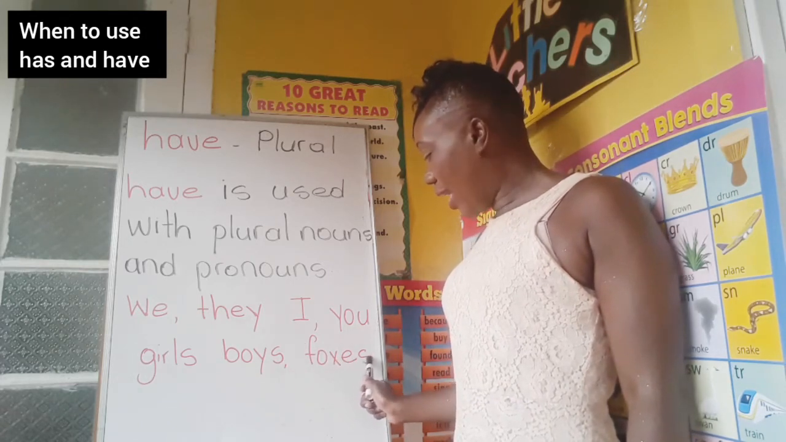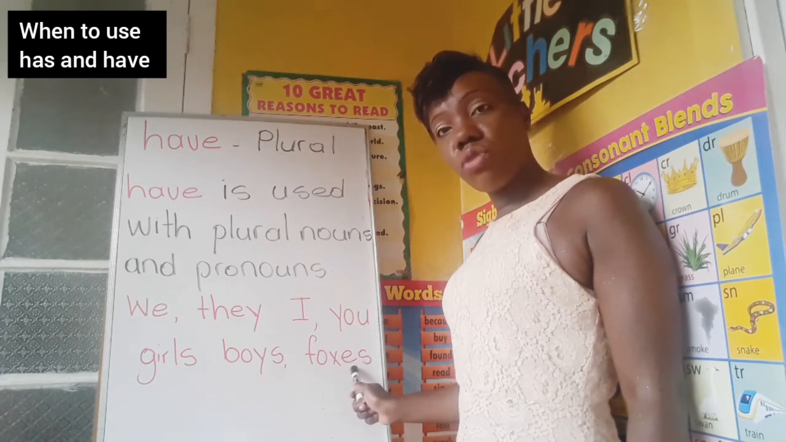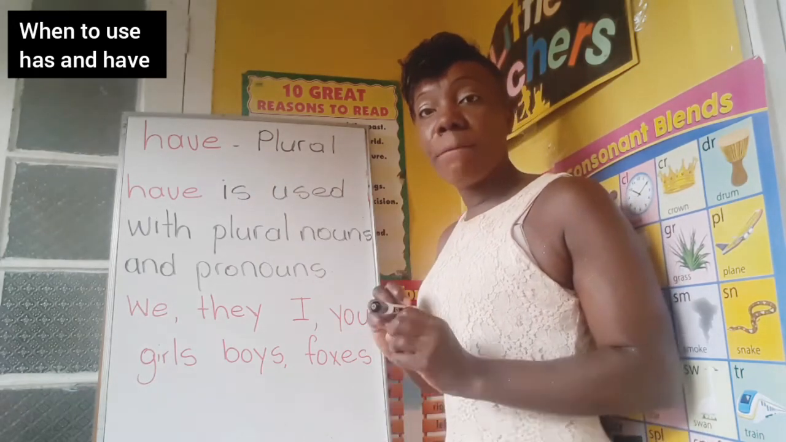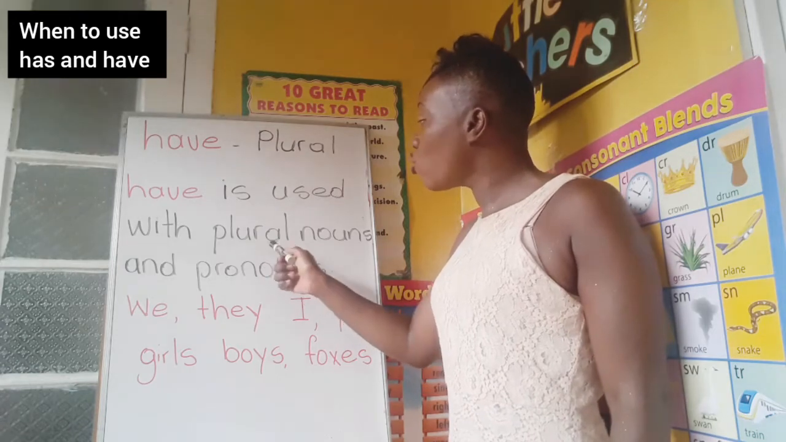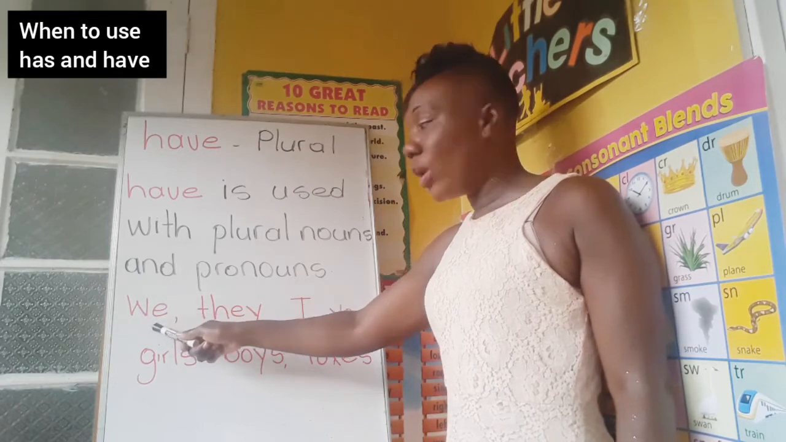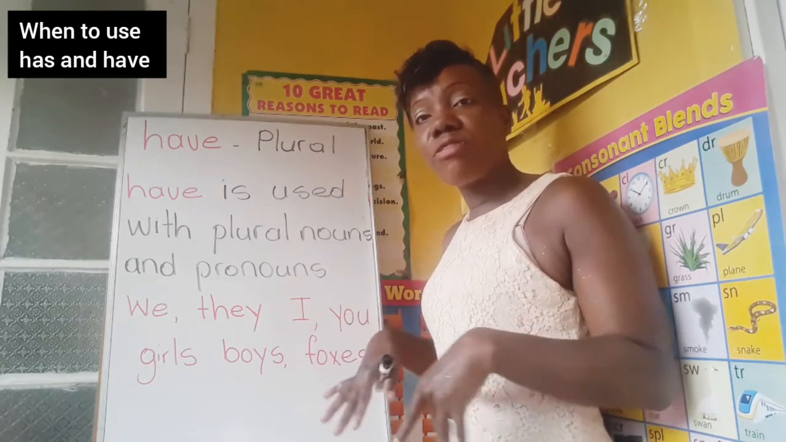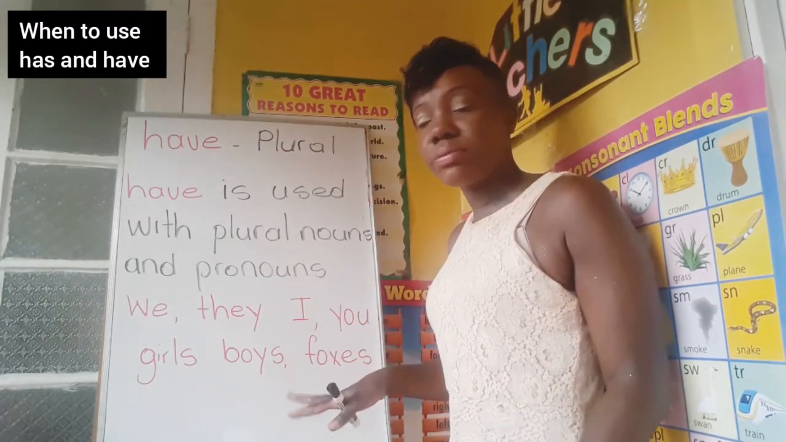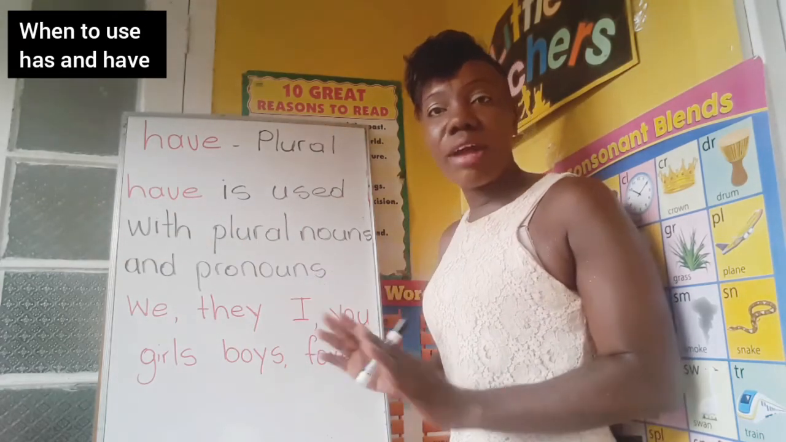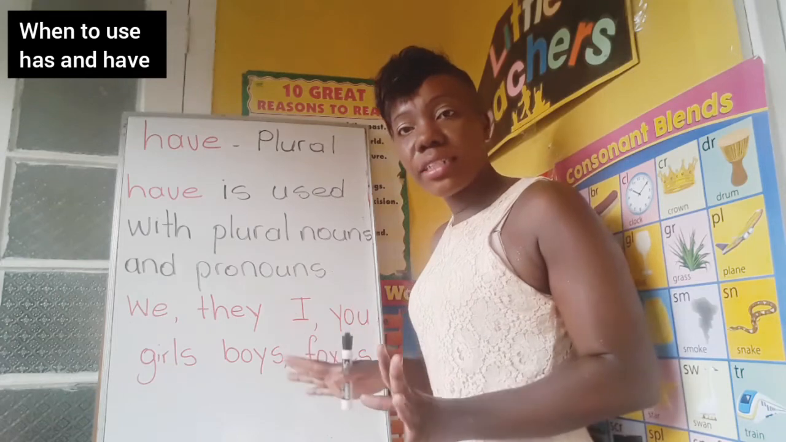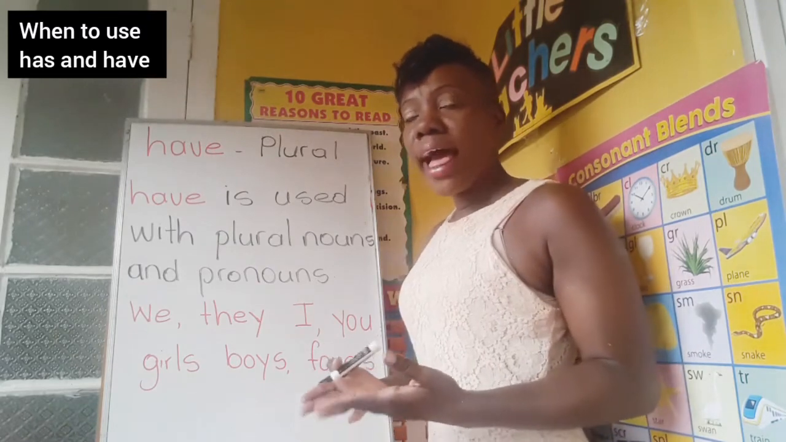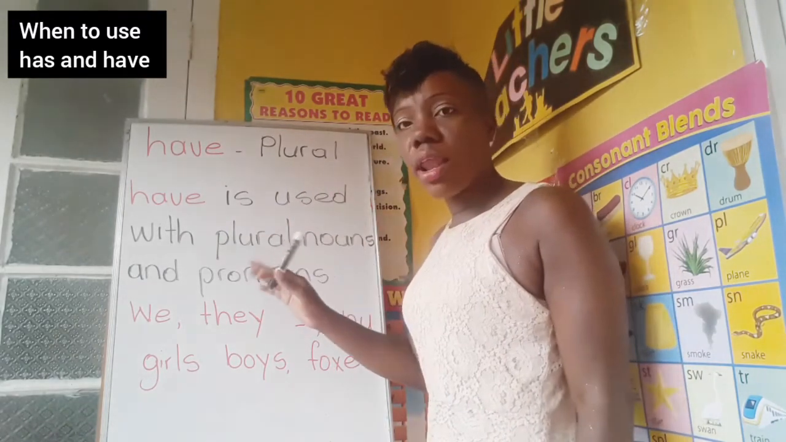Foxes. The es makes the word fox plural. More than one fox. So have is used with plural nouns and with plural pronouns, pronouns such as we. And when we're talking about we, we're referring to more than one person. Now, they, when they're talking about they, it is referring to more than one person. So that's when we use the word have. And so we use the word have when we have plural nouns.